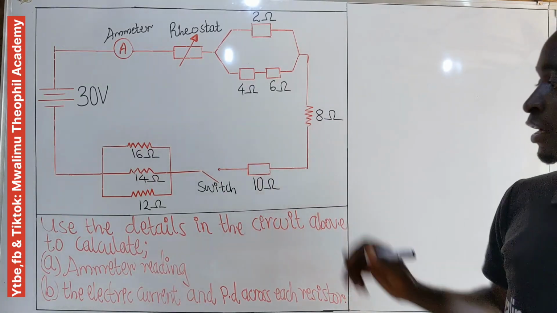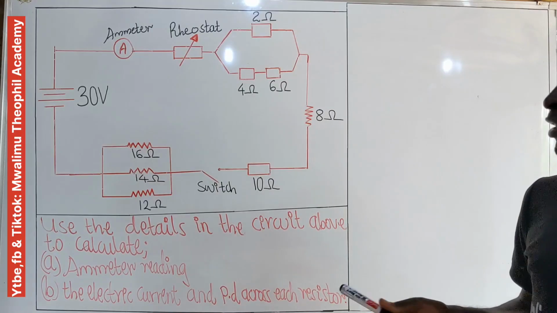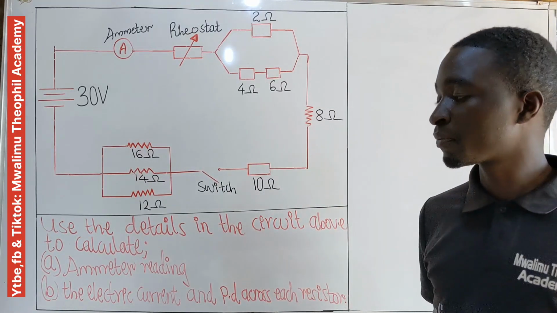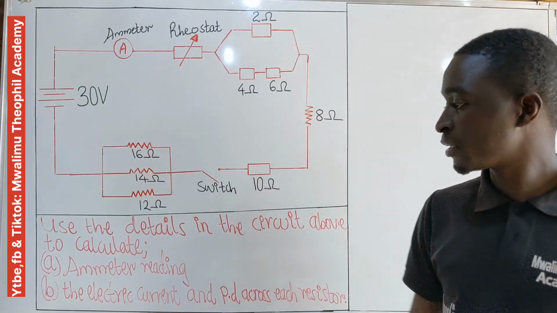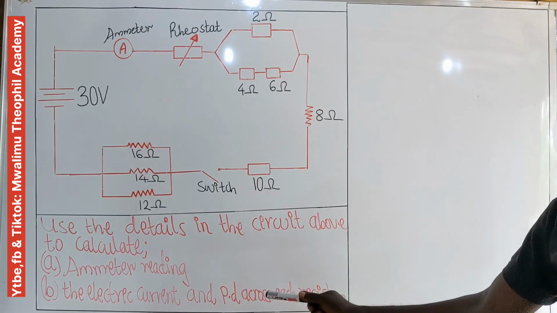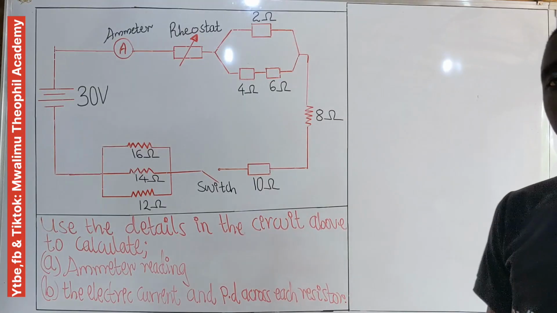Here we have an electrical circuit. We are asked to use the details in the circuit above to calculate A, the ammeter reading, and B, the electric current and the potential difference (PD) across each resistor.